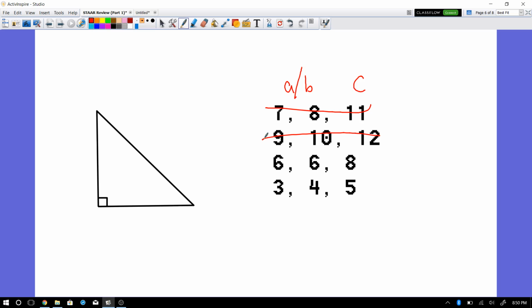36 plus 36, because 6 squared plus 6 squared should equal 64. 36 plus 36 is 72. So 72 does not equal 64. All right, and then 3 squared is 9. 4 squared is 16. 5 squared is 25. 9 plus 16 is 25. So 25 equals 25. Yay! There's your right triangle.